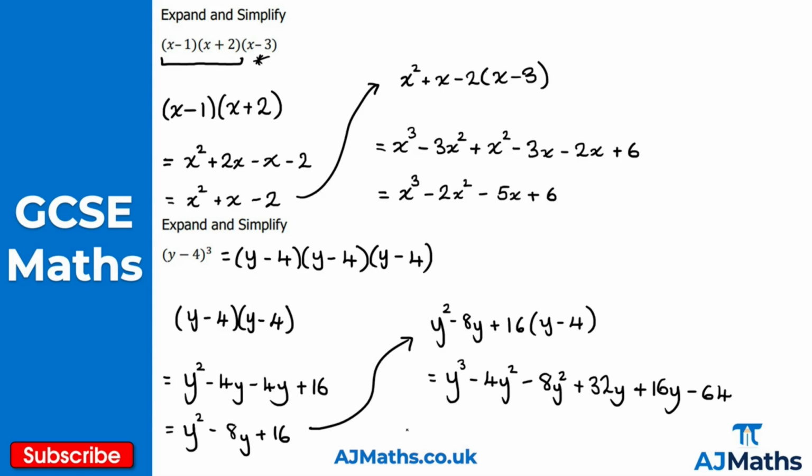So we're running out of room a little bit, but we should have just about enough room. So I've just got y cubed here. I've got minus 4y squared minus 8y squared, so simplifying that, that would give me minus 12y squared. I've got 32y plus 16y, so that's going to give me 48y. And then finally, we've got minus 64 here at the very end. And there we have it. So that's our solution to the final problem.